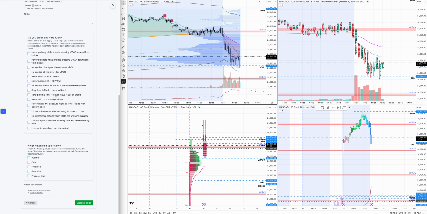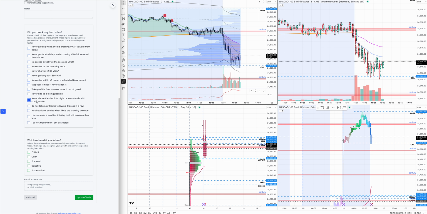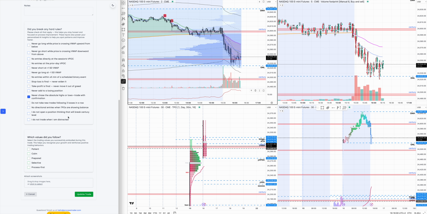Target profit, take profit was good, final. I didn't add to a losing, I add to a winner. Yeah, okay, this is questionable, right? Never chase the absolute highs or lows. Okay, the RTH low I was chasing. Technically, it was the overnight low, the real low, but I will mark it as okay. I didn't follow this rule. I was aware of it, but I explain why, right? That's the only rule which is 50-50, I would say.